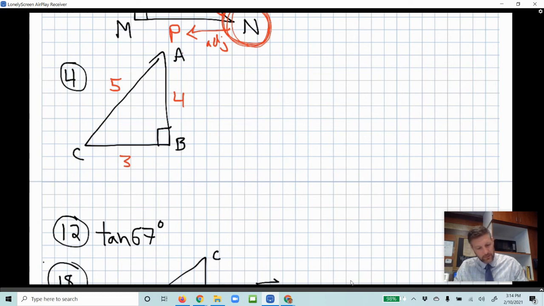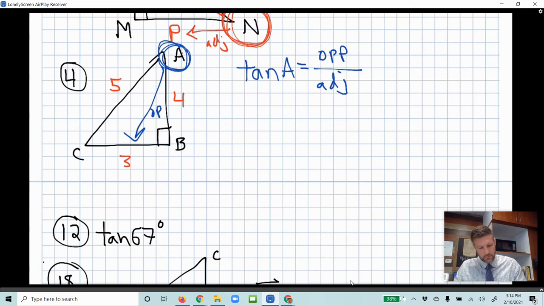Let's switch to blue here. A is my reference angle, and I'm supposed to do, again, tangent. Well, again, tangent, TOA, tangent of A equals opposite over adjacent. So which number is opposite from A? There, it's my 3. So tangent of A equals 3 over, which one's adjacent? Right there, 4. So the right ratio is 3 over 4.